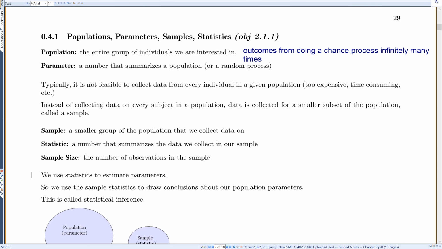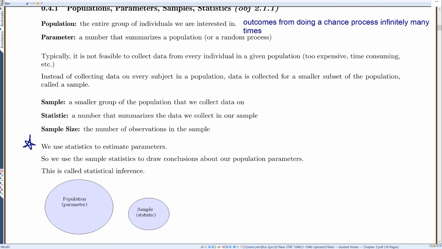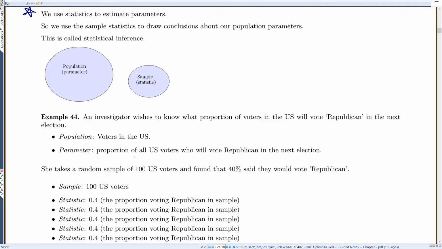So the point of statistics is that we want to use statistics to estimate our parameters. So we can't get data on the entire population, so we collect data and calculate our statistic, and then we use that to draw conclusions about our entire population. That's called statistical inference. So just a little graphic to remind you, the population is the bigger set, the sample is a smaller set, parameters go with populations, you can tell they both start with P, and statistics go with samples, they both start with S.